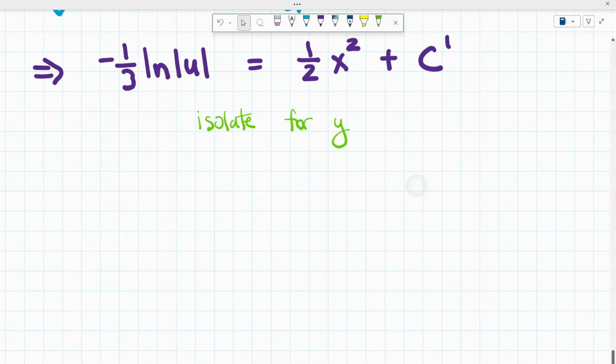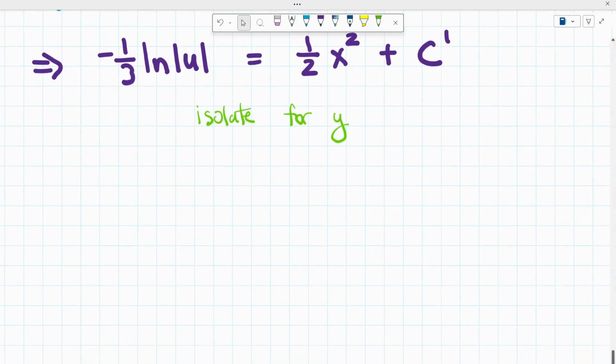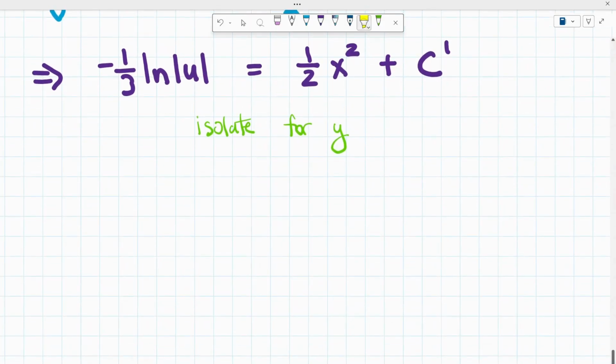So after we've done our u substitution, we can see that we have the answer of our integral still with respect to u, but we want to solve for y. So all we have to do here is just do our back substitution. We said initially that u equals 1 minus 3y, so all we have to do is just plug that value back in.